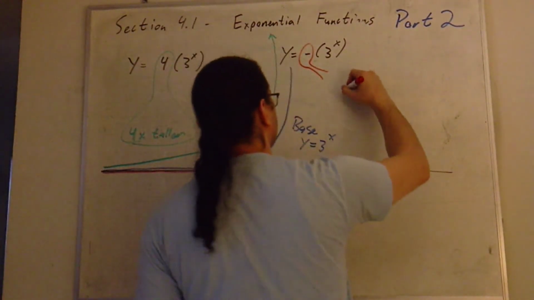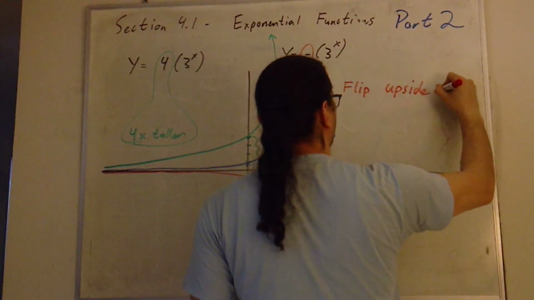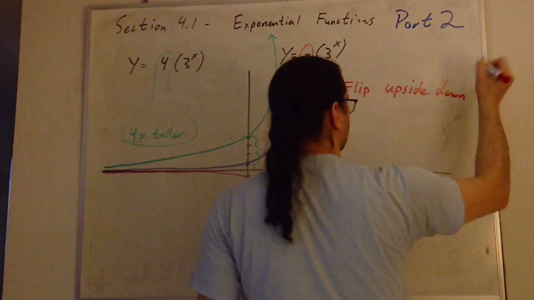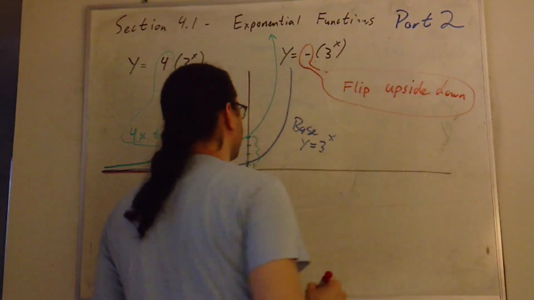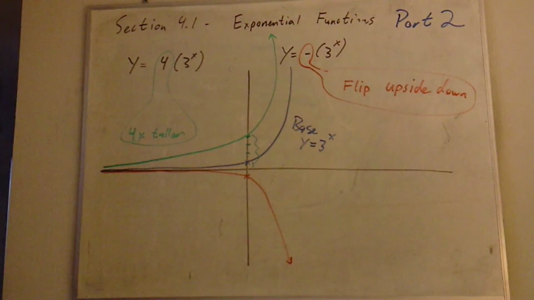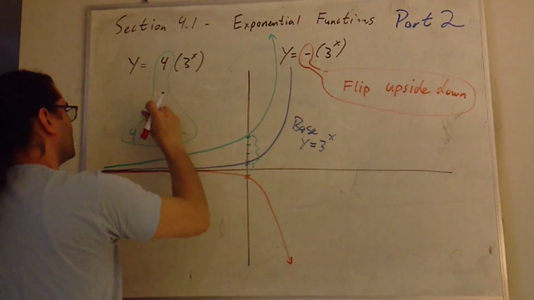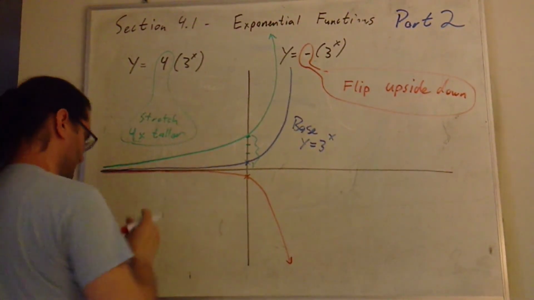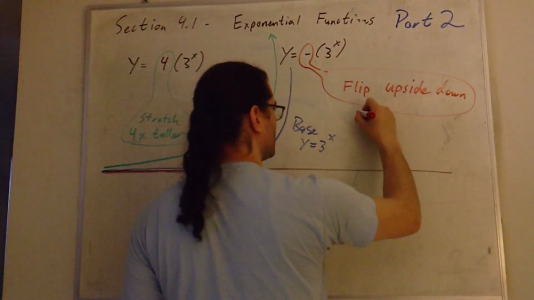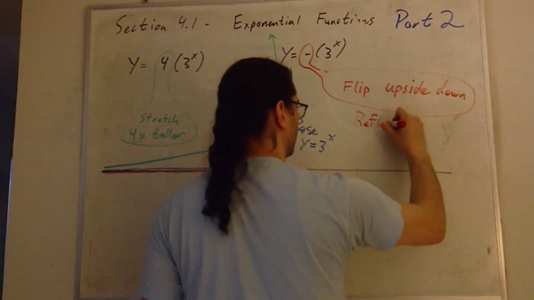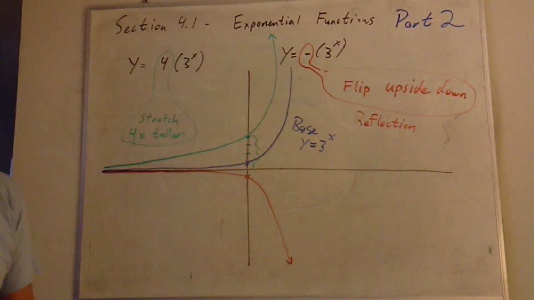This is the flip upside down transformation. I call this a stretch. I call this a flip. The book calls this a reflection, which seems like an unnecessarily fancy word for flip.